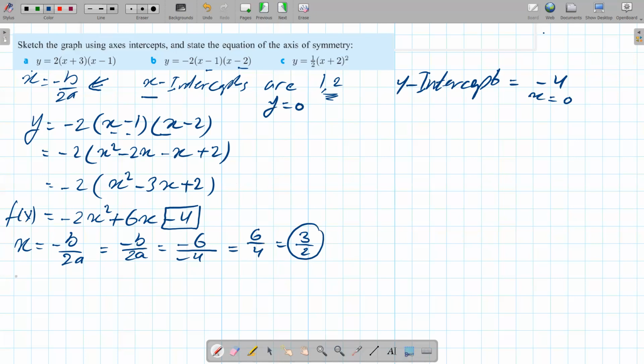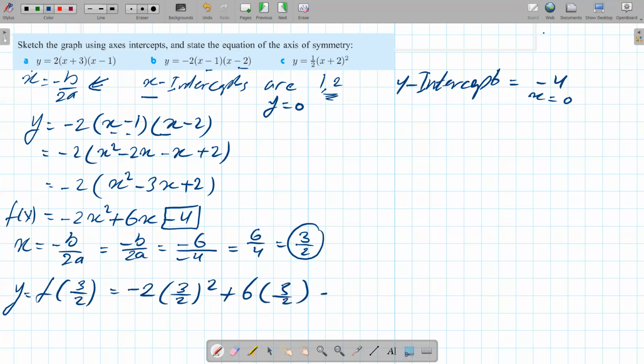We need to find the y coordinate for the vertex point, which is represented by y equals f of 3 over 2. Then we're going to substitute 3 over 2 instead of x. Then calculate it, please, Yala, with me. Negative 2 times 3 over 2 all squared, plus 6 times 3 over 2. Do not use your calculator, please.